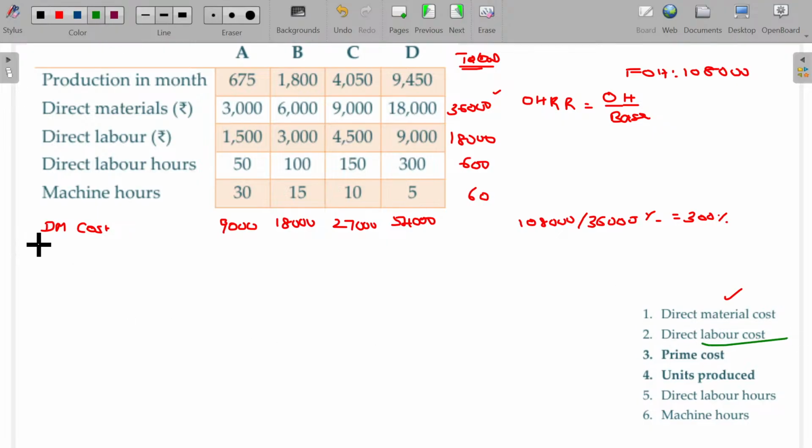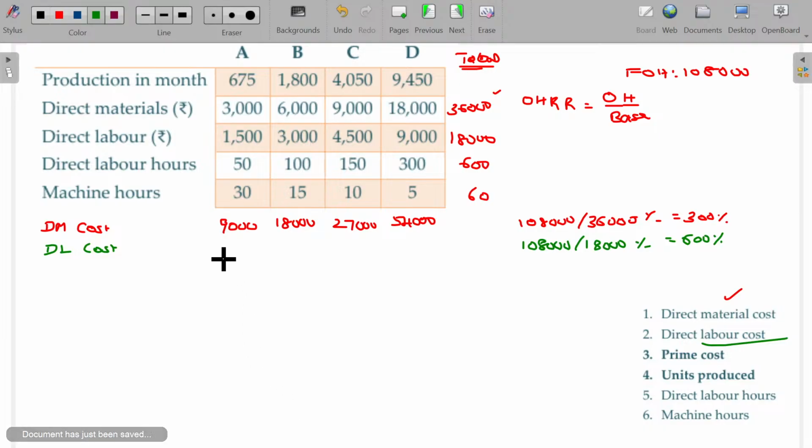What happens, sir, in case of direct labor cost? Same way, overhead divided by the base, in this case being the direct labor. The overall direct labor cost being 18,000 rupees. So divide this by 18,000 in percentage. Probably 600%, otherwise 6 times. Whatever the direct labor cost you incur for every department, overhead will be 6 times that cost. If the direct labor cost for the department A being 1,500, then the overhead is 6 times that, being 9,000. And here 3,000 into 6 times, 18,000, 27,000 and 54,000.